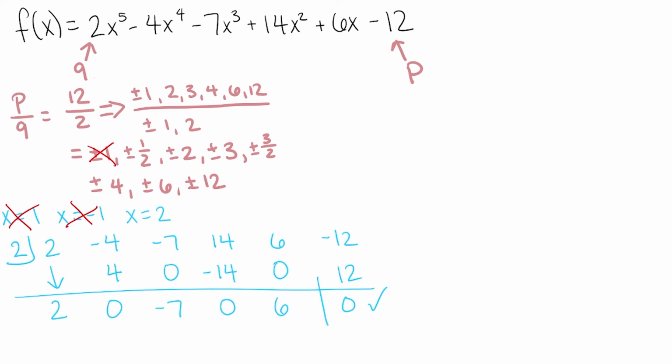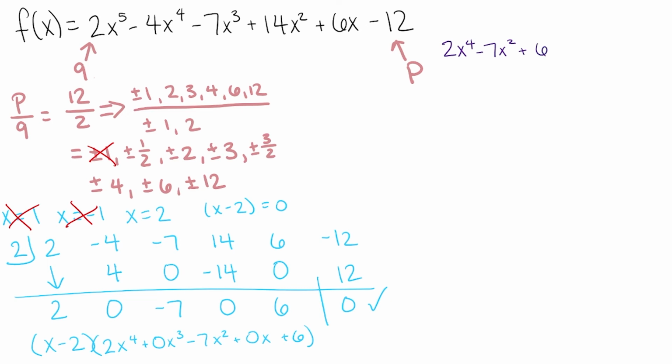We know that x equals 2 is a root, which means one of our factors is x minus 2 equals 0. So now we can rewrite our polynomial as x minus 2 times 2x to the 4th plus 0x to the 3rd minus 7x squared plus 0x plus 6. Let's clean up the rest of our polynomial and see if we can factor that further. So we can write that as 2x to the 4th minus 7x squared plus 6.